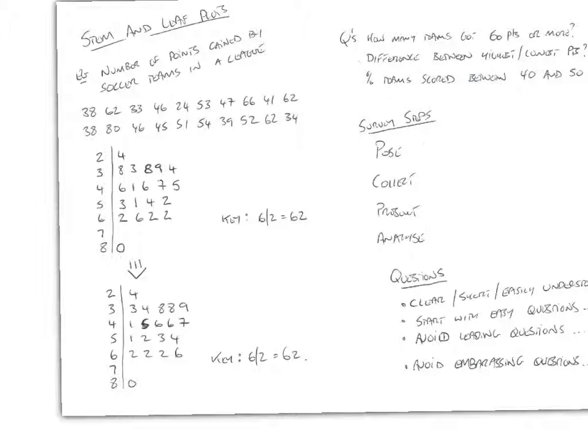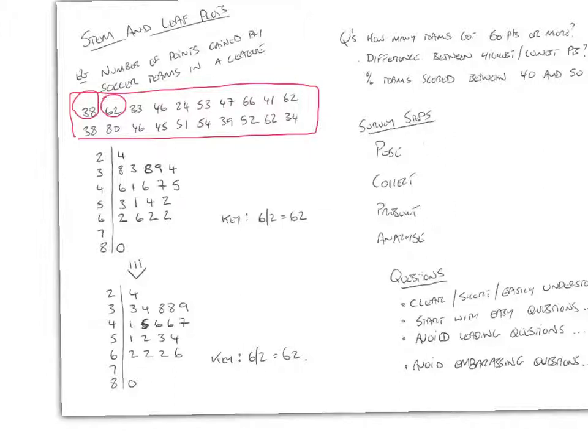So let's take a quick look at stem and leaf plots. For example, below are the number of points gained by soccer teams in a league. We have 20 pieces of data here. That means we have 20 soccer teams, and these are the points that they accumulated in the league in a particular season. So one team got 38, another team got 62, and so on.